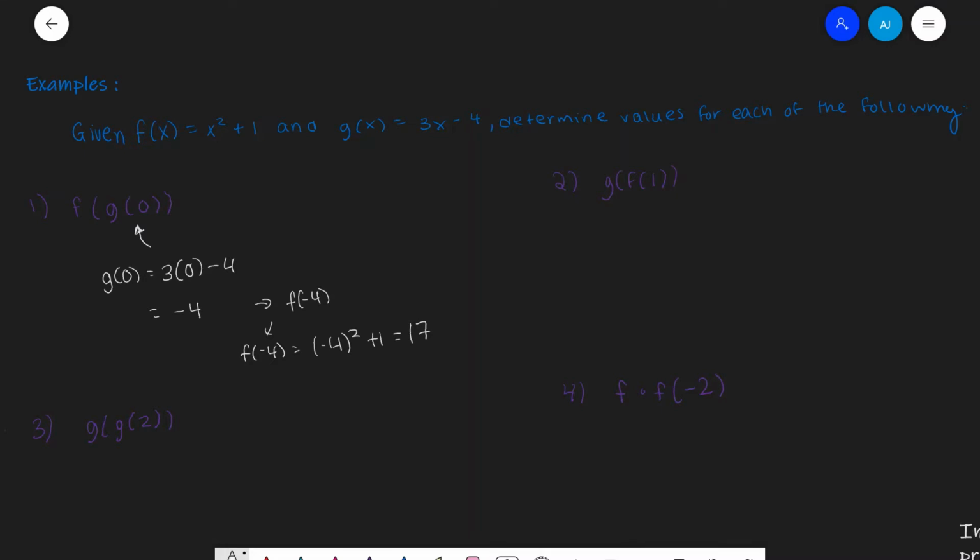Then, question 2 asks g of f of 1. Now you know how to solve these types of equations. Pause the video and try to solve it, and then come back to the video so I can show you how to solve it.